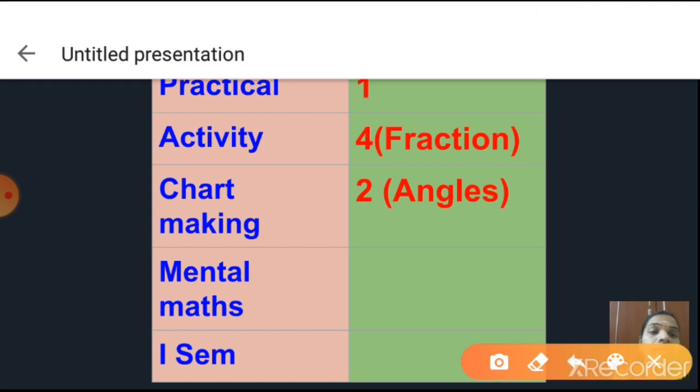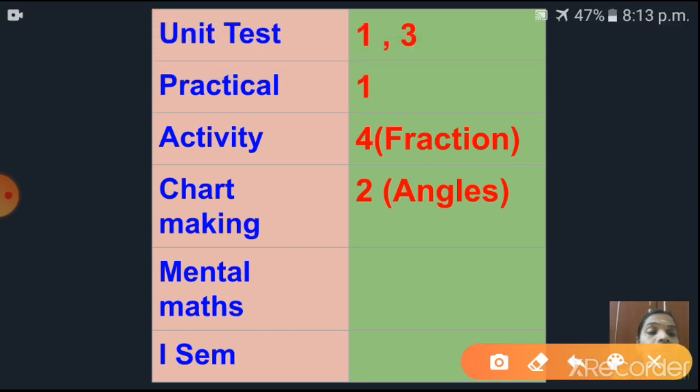First one is the unit test. Isn't it children? That unit was over. Yes, two lessons were there, that is chapter number 1 and 3. That was for 20 marks. And next one is practical, for 10 marks. Yes, already I had given that information about this practical. So this is for 10 marks. When you have to submit this practical, I will tell you.